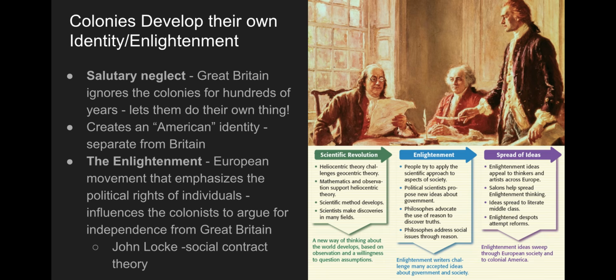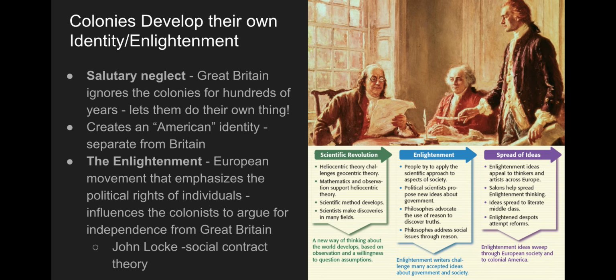Another influence that's going to be important on the colonies is this movement that's taking place in Europe called the Enlightenment. This is a movement that emphasizes the political rights of individuals. This is going to influence the colonists to eventually argue for independence from Great Britain. And feel free to check out this chart over here that includes some of these ideas. That people have rights, that there is a social contract, John Locke argues, between the government and the people. And once the government starts to abuse the rights of its people, those people actually have the right to overthrow that government for breaking the contract.